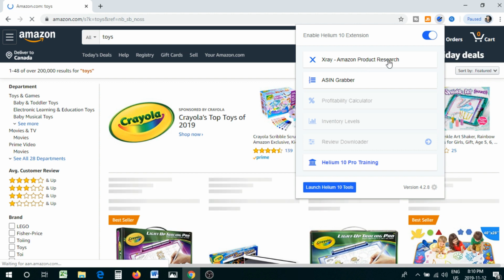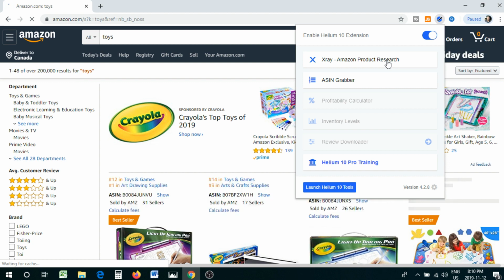X-ray Amazon product research is basically very similar to the Jungle Scout Chrome extension that I just showed you guys. Now the training is also available right off the bat, and ASIN grabber, so you can grab the ASIN number of your competitor's product. So now what I'm interested in is the X-ray.